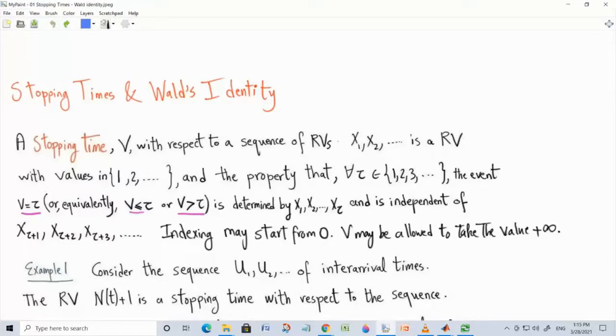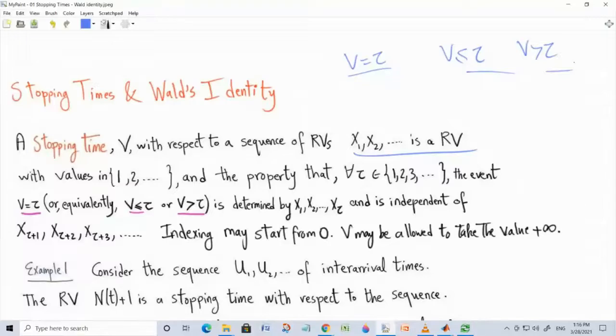So it does not exist on its own. Suppose that we have a sequence of random variables x1, x2, and so on, and v is a stopping time with respect to this sequence. You can choose one of the events, depending on the situation: v equal to tau, v less than or equal to tau, or v greater than tau. You can study any one of these.